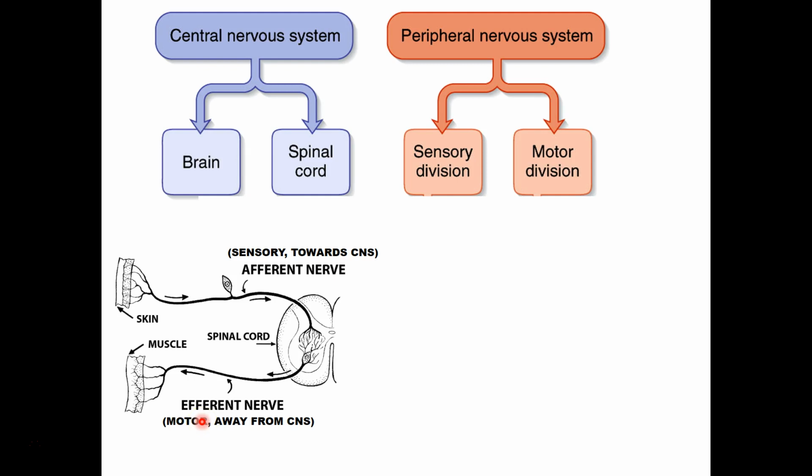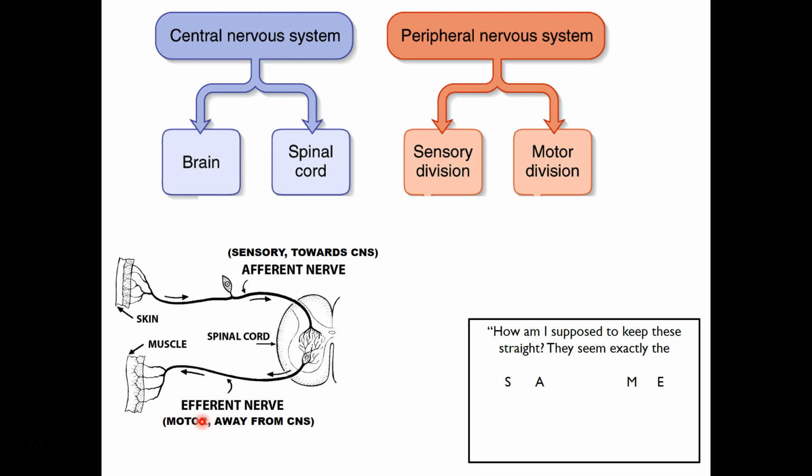So I've heard this from students. I know what you're probably thinking. How am I supposed to keep these straight? Efferent, afferent, they seem exactly the same. Here's the word same, split it apart. Sensory is synonymous with afferent, and motor is synonymous with efferent, at least when we're talking about the peripheral nervous system. So sensory, afferent, motor, efferent. Just a nice little memory aid there.